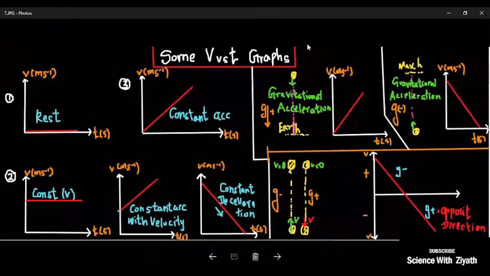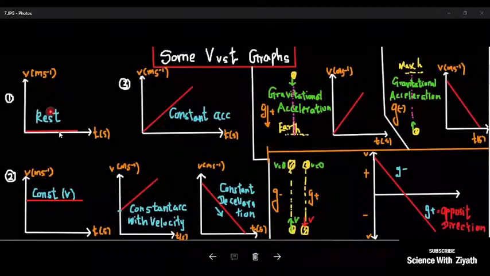Okay, look at this now. If you look at this picture, then you will understand the basic idea. This is rest, this is constant velocity, we know. The constant acceleration, this is the one. If it's a constant acceleration, this is also constant acceleration. And this is constant deceleration. Okay, this is constant deceleration, no problem, because of gravitational deceleration.